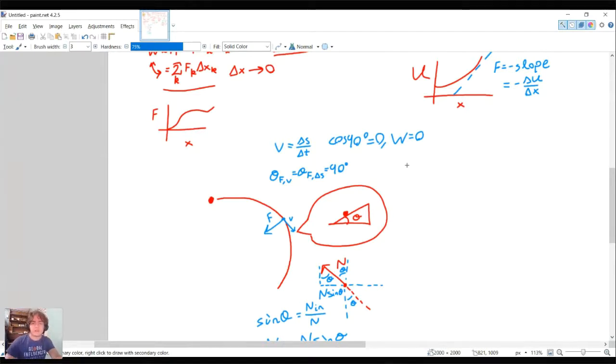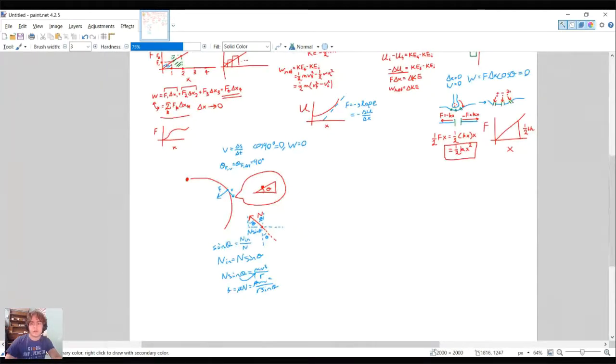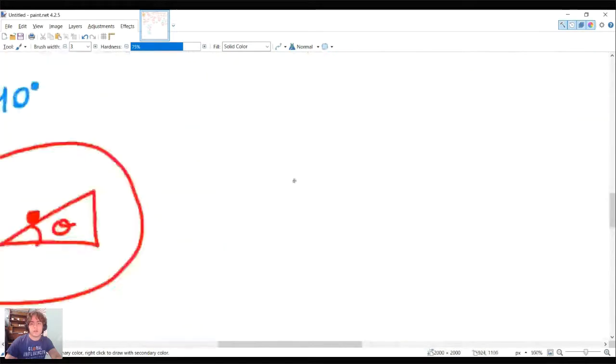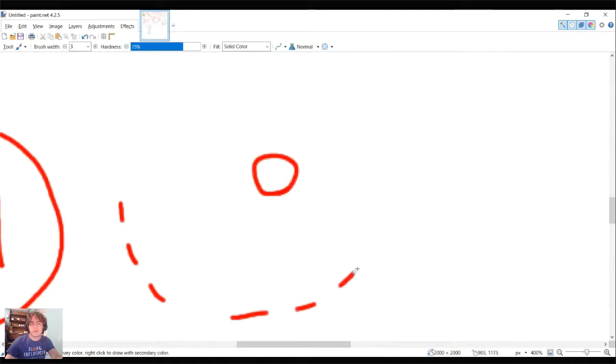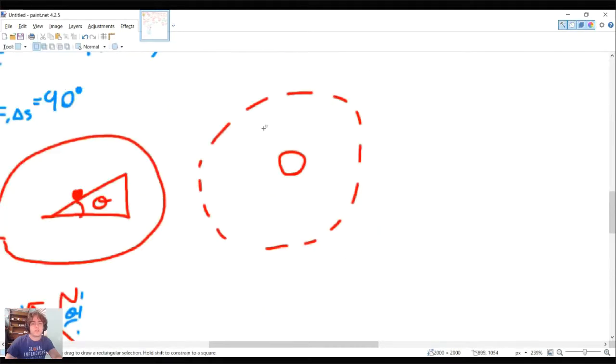One way to apply this is a planet moving in a circle. Let's say we have a sun. I hope I don't have a sun. That'd be bad. I'm only 19. That was a bad joke.